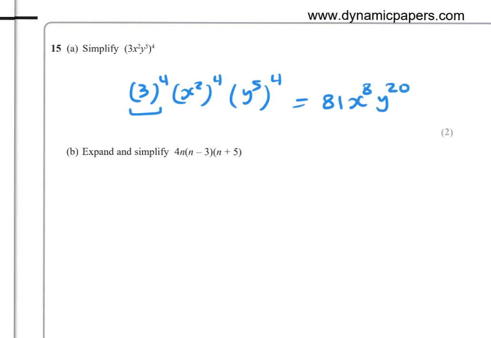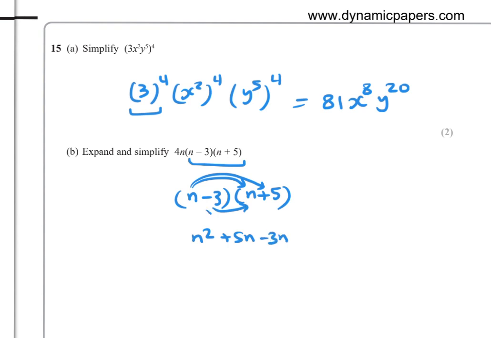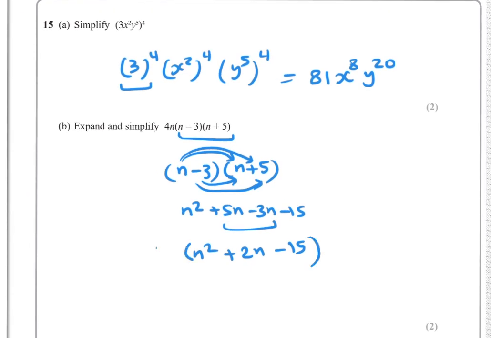For b, expand. You can multiply n minus 3 times n plus 5 first. N times n equals n squared. N times 5, 5n. Negative 3 times n, negative 3n. Negative 3 times 5, negative 15. Combine the like terms, you have n squared, 5 minus 3, which is 2, so 2n minus 15. Now multiply by 4n. 4n times n squared, 4n power 3. 4n times 2n is 8n squared. And 4n times negative 15, negative 60n.